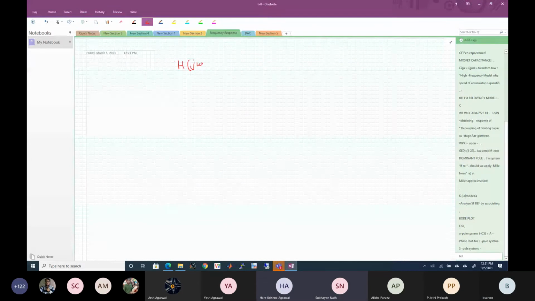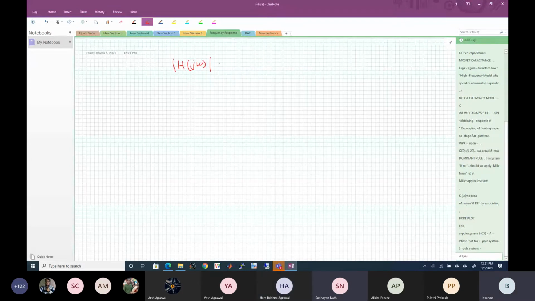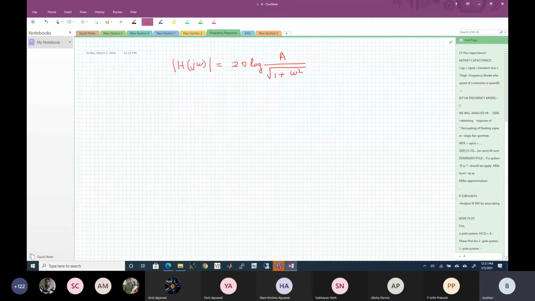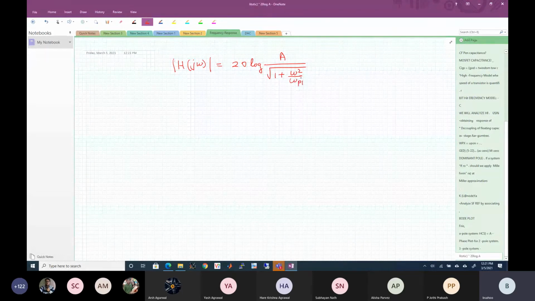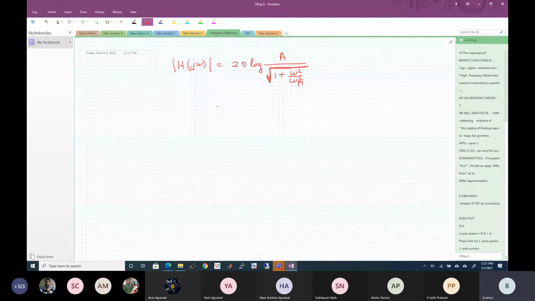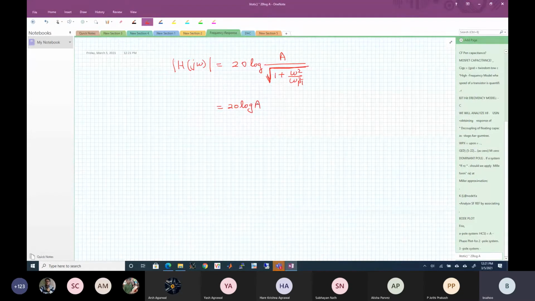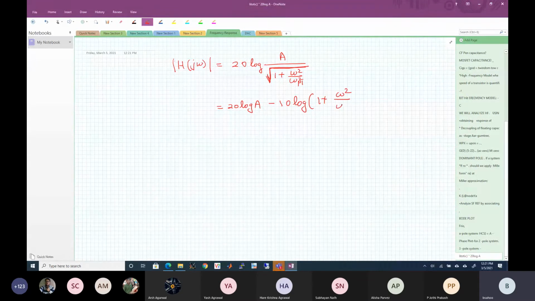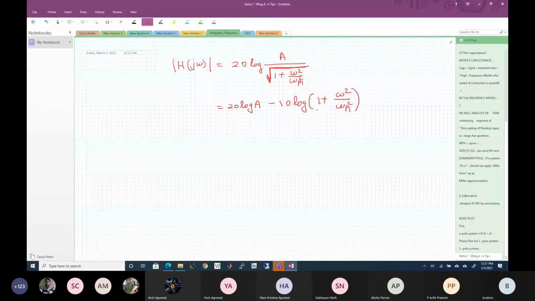Yes, the slope. The magnitude of H of j omega equals 20 log of A divided by the square root of 1 plus omega squared by omega p1 squared. Correct? So this is going to be 20 log of A minus 10 log of 1 plus omega squared by omega p1 squared. Correct?